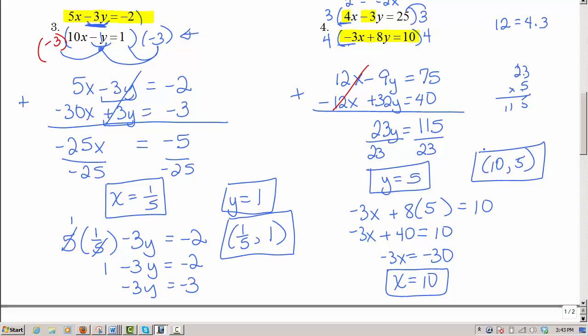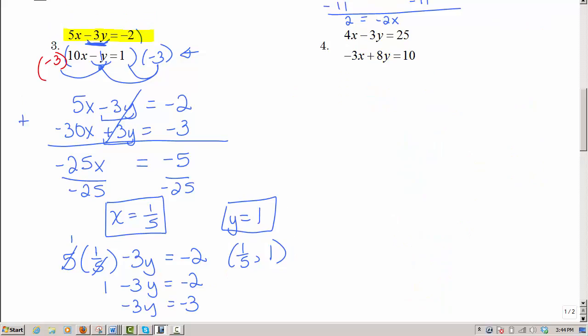Could I have worked that problem a whole different way? Yes, I could. So I want you to remember my answer was 10, 5. So I'm going to work this problem a whole different way and say I want to eliminate the y's. They're already opposite, but what would be the common multiple between 3 and 8? Well, what is 3 times 8? 24. So if I multiply this one times 8 and this one times 3, it would make this one negative 24 and that positive 24.